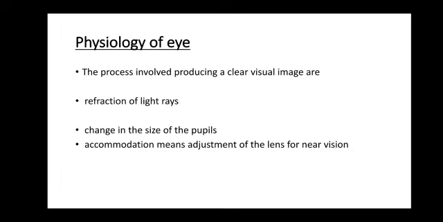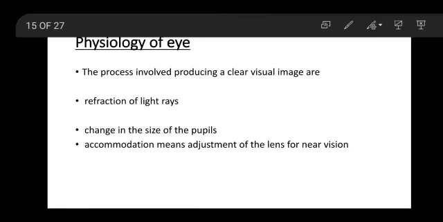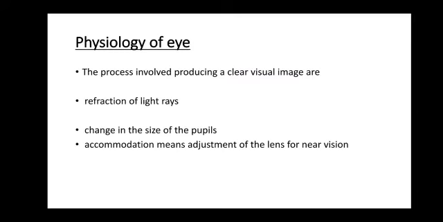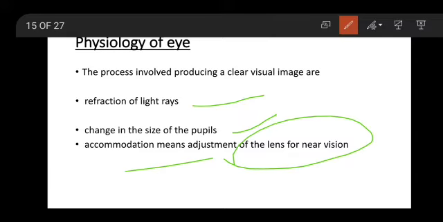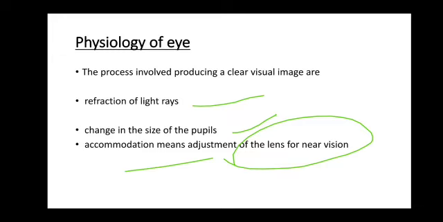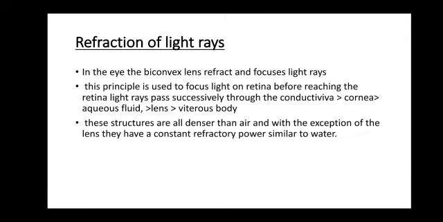Now we will go for the physiology of the eye. The processes involved in producing a clear image in the eye are: first, refraction of light rays; second, change in the size of the pupil; and third, accommodation, that means adjustment of the lens for near vision or distant vision. So this is the physiology which we are going to describe one by one. First is the refraction of the light rays.